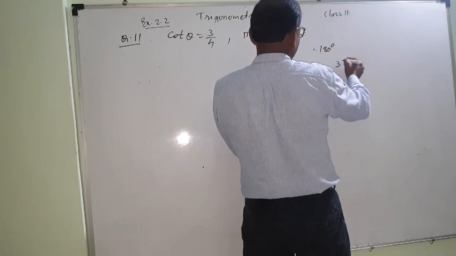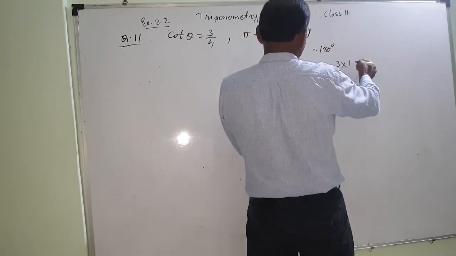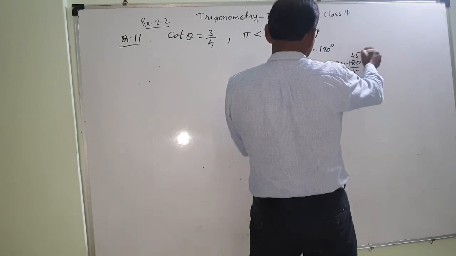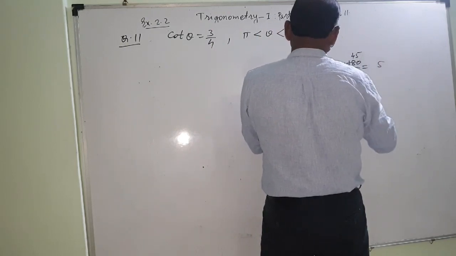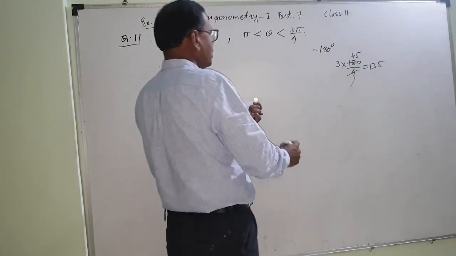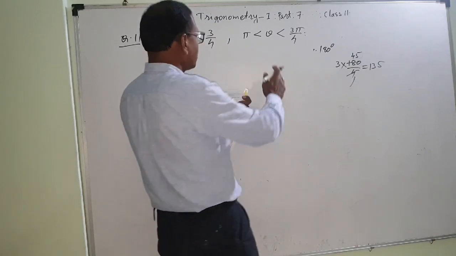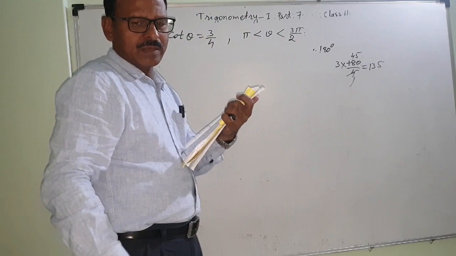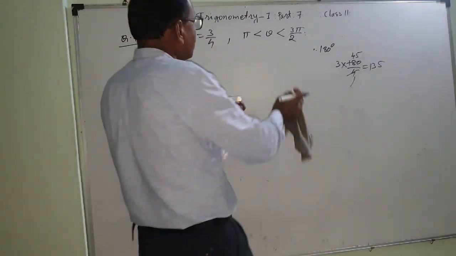And 3 pi by 4 means 3 into 180 upon 4, which is 135. So this question is wrong here. It should be 3 pi by 2. This is a printing mistake. It should be 3 pi by 2.